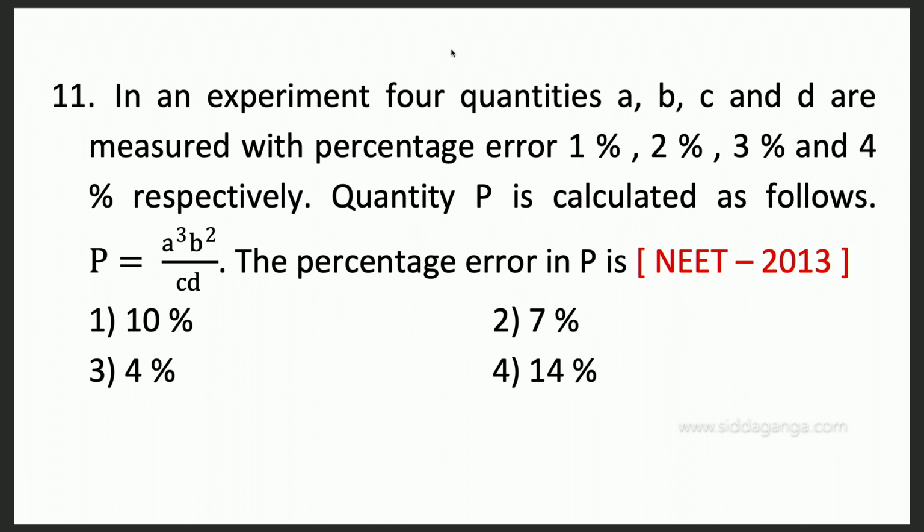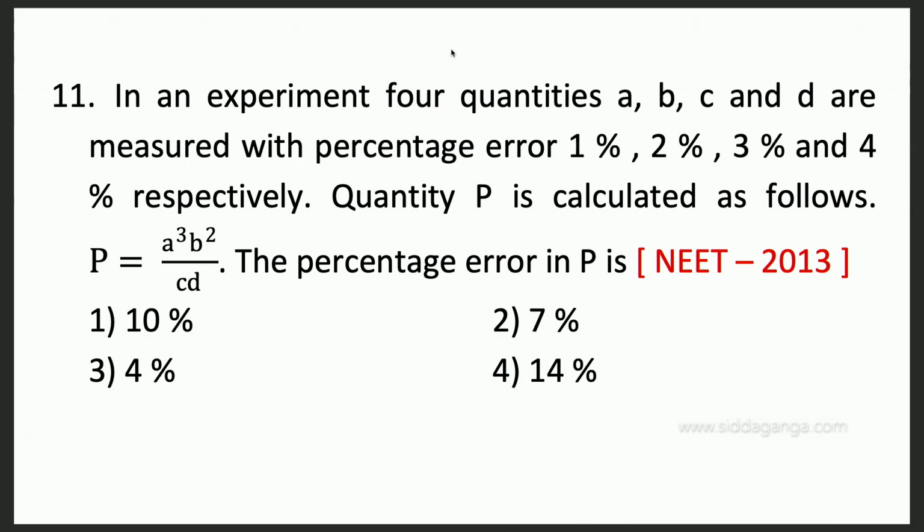In an experiment, 4 quantities A, B, C and D are measured with percentage errors 1, 2, 3, 4. Quantity P is calculated as follows: P is given as A cube B square upon CD. This question appeared in NEET 2013.